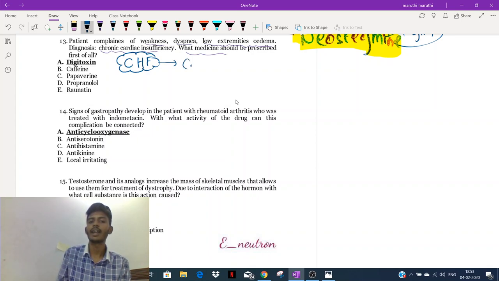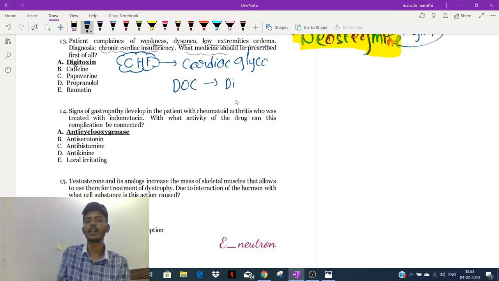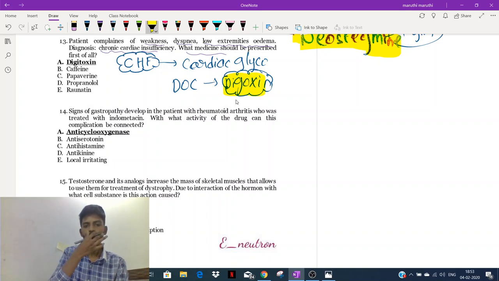which could be called as cardiac glycosides. Now in a patient who is having chronic heart failure, the cardiac glycoside, the drug of choice will be digoxin. Okay, now they have mentioned it as digitoxin, but usually that would be digoxin. Okay, now this is a story of our cardiac glycoside.